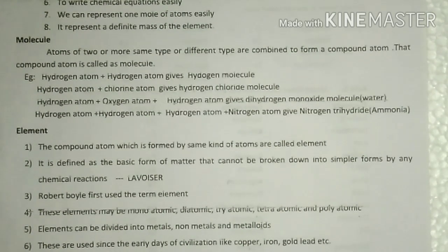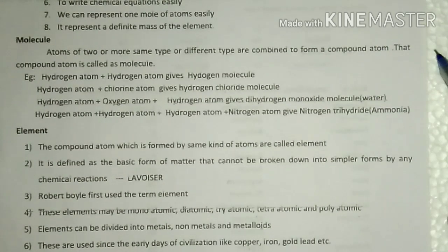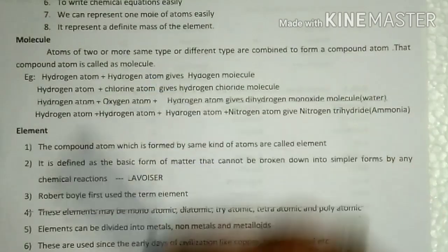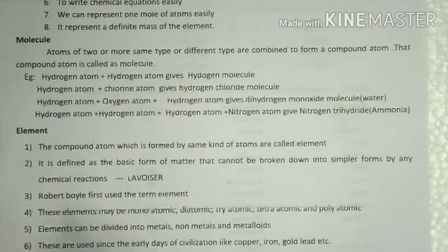Now, that mixture is called a compound atom. A compound atom is also called a molecule. A group of atoms formed by either the same kind of atoms or different kinds of atoms is called a compound atom. This compound atom is otherwise also called a molecule.